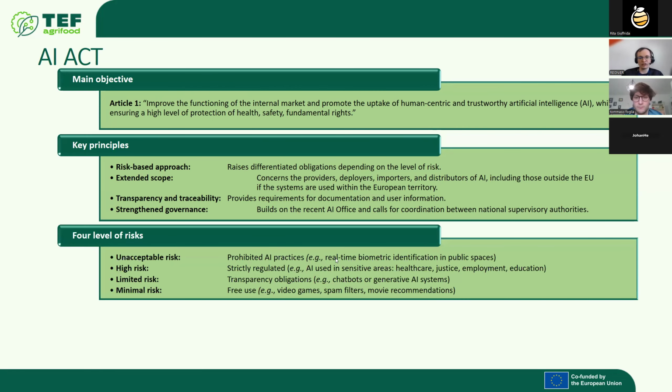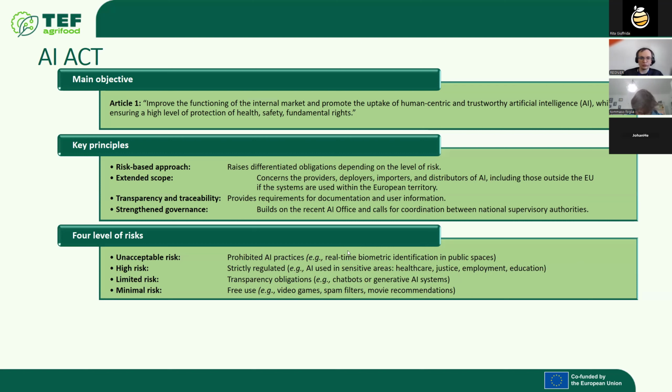One of the most important ideas behind the Act is the risk-based approach. So not all AI systems are treated the same. Some uses of AI are considered too dangerous and therefore completely banned. Others, especially in sensitive areas like healthcare, education, or recruitment, are highly regulated. Lower-risk systems only require transparency and not special rules at all.